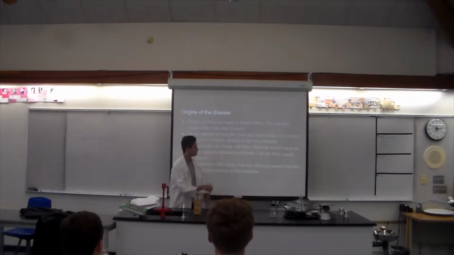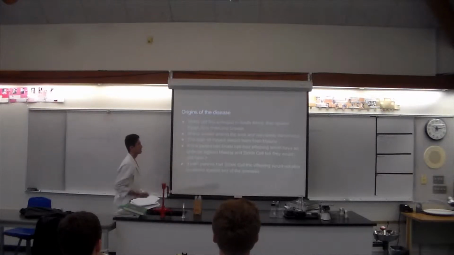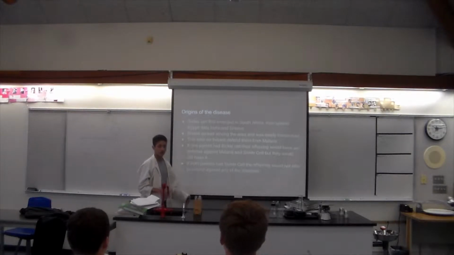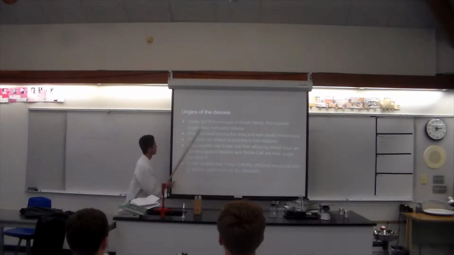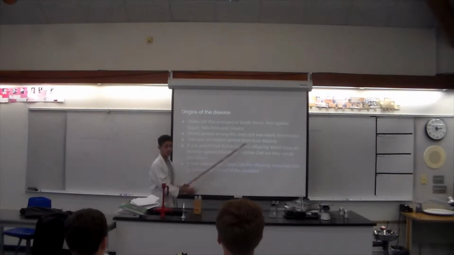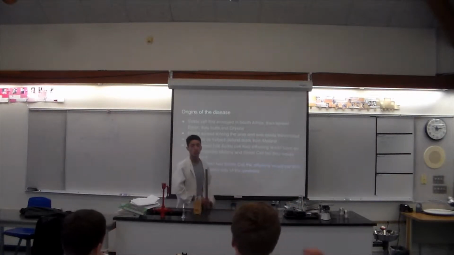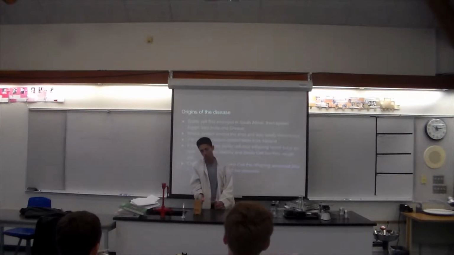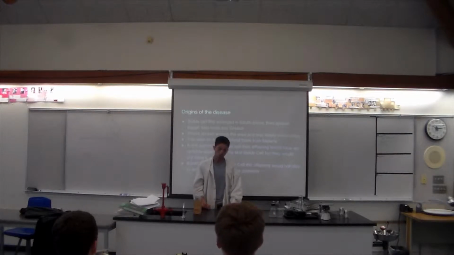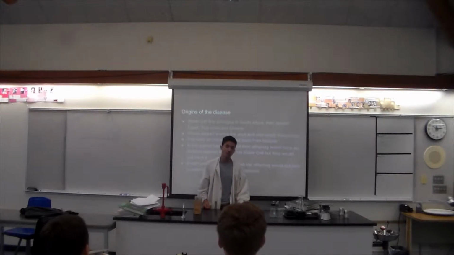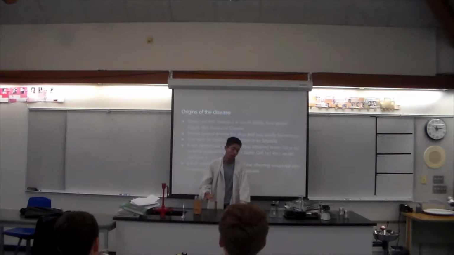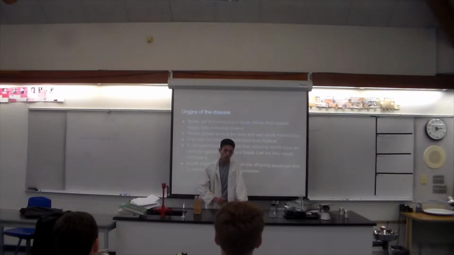Sickle cell anemia. Origins of the disease. Sickle cell first emerged in South America, then spread to Egypt, Italy, India, and Greece. The illness spread among the area and was easily transmitted. Why was it easily transmitted? Yes, thank you. It was easily transmitted because a lot of people, as you know, were sexually active, and it was transmitted that way through genes getting paired up, and if a man or female had this type of disease, their offspring would be a carrier of it.